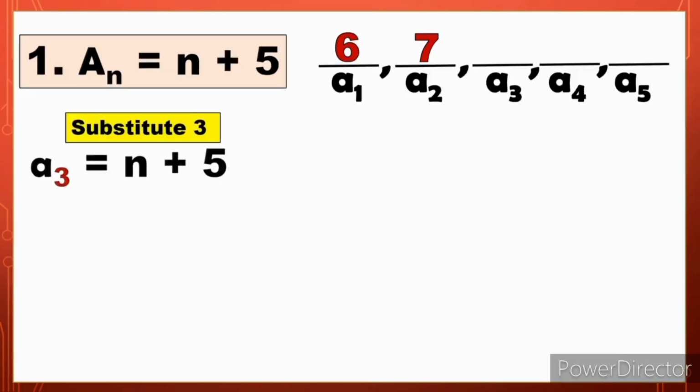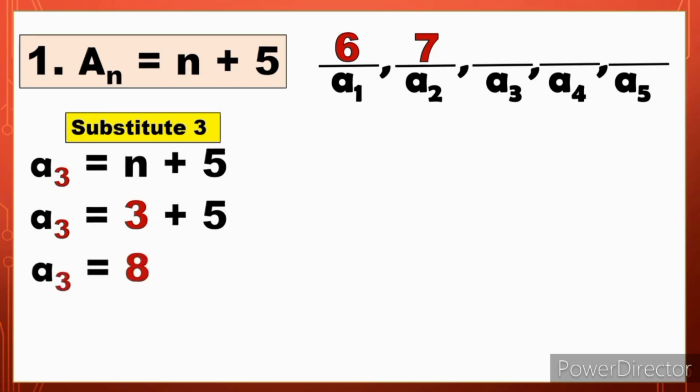And next, to find the third term, isa-substitute natin ang 3 doon sa n. So, we have now a sub 3 equals n plus 5. And magiging 3. So, a sub 3 equals 3 plus 5. And 3 plus 5 equals 8. So, we have now a sub 3 equals 8. So, 8 now is our third term.